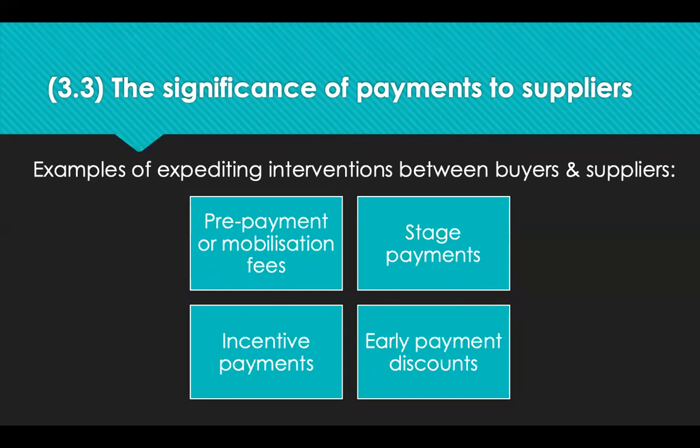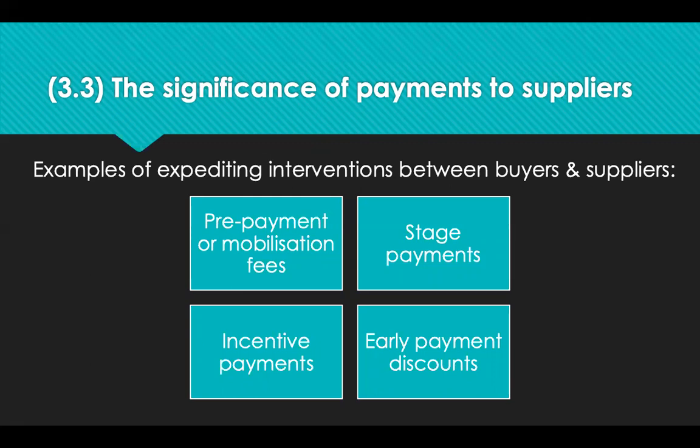Stage payments are payments that are paid at certain milestones. So if we were looking at a construction project, for example, we might decide to pay 20% on completion of the foundations, 30% on erection of walls and roofs, 30% on final fitting and decoration, leaving us 20% retained until final inspection.